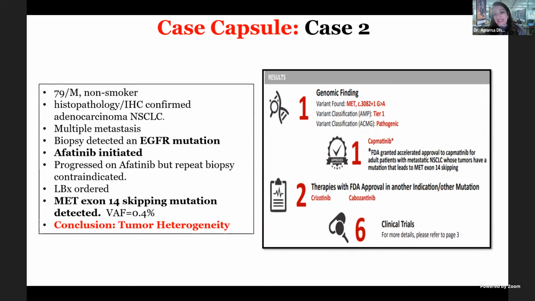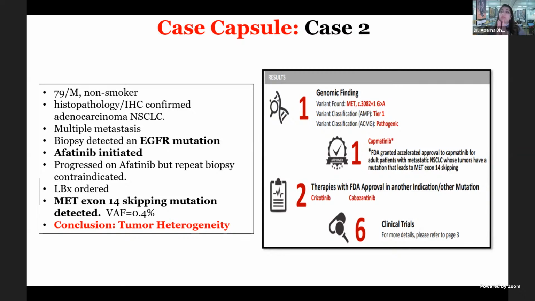Second case, 79-year-old male, EGFR positive, started on afatinib, progressed, rebiopsy from the new metastatic site. No mutation detected. At this point, we were still suspicious. 79, 80-year-old did not want to start him on chemo. So we did a liquid biopsy and we picked up a MET exon 14 skipping mutation. Now the VAF over here is around 0.4%.